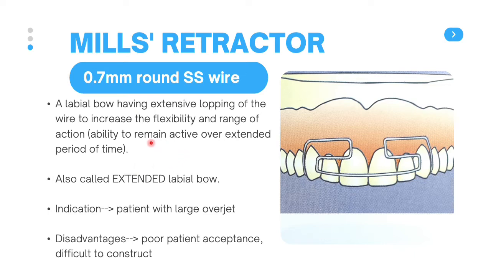Because it can remain active over an extended period of time, it is indicated in the patient with large overjet, which is more than 4 mm. So it is also called extended labial bow. The disadvantages are that it is very difficult to construct because there is extensive looping, and there is also poor patient acceptance because the wire might cause soft tissue irritation and ulceration to the patient.